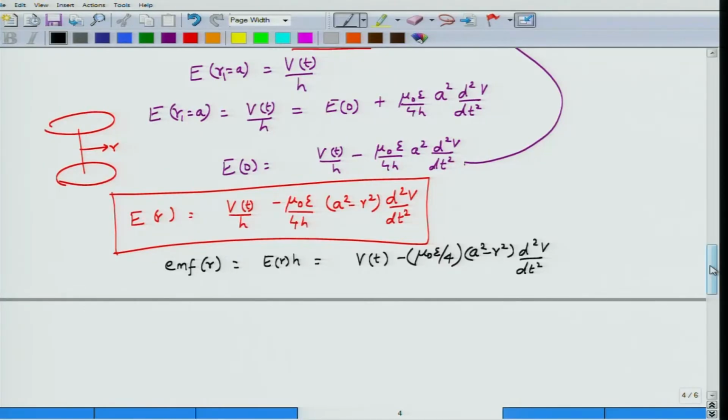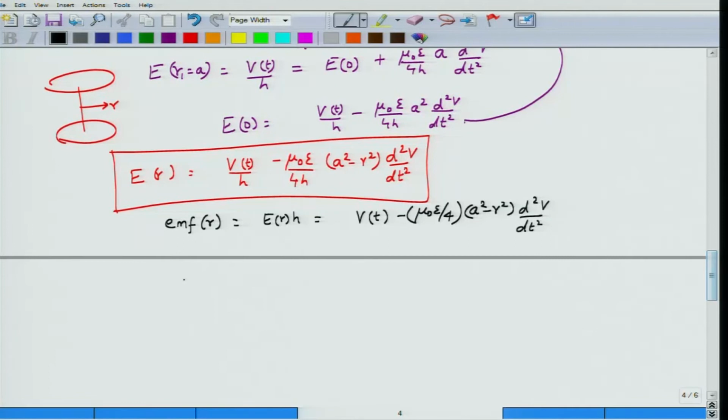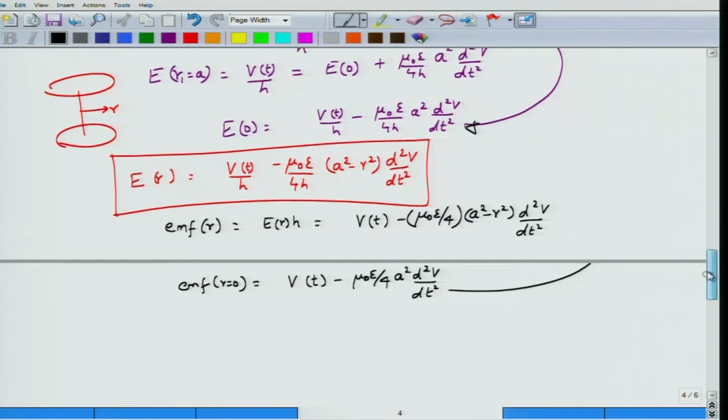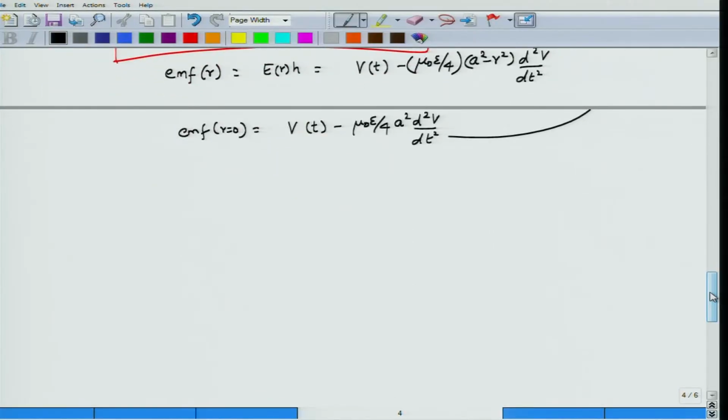What is the EMF at the center? At the center, EMF at r equal to 0 is given by V of t minus mu 0 epsilon by 4, and r equal to 0 will be just A square d square V by dt square. In fact, this is what we have obtained earlier. So, everything checks out in this equation. The results of what we have done so far can be summarized like this.